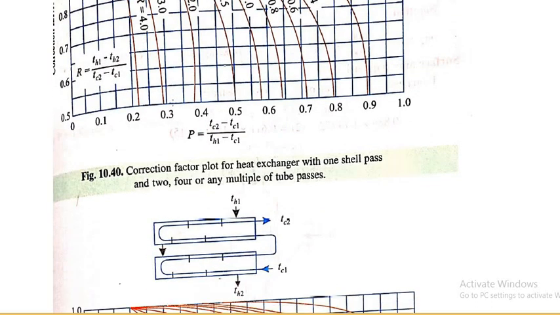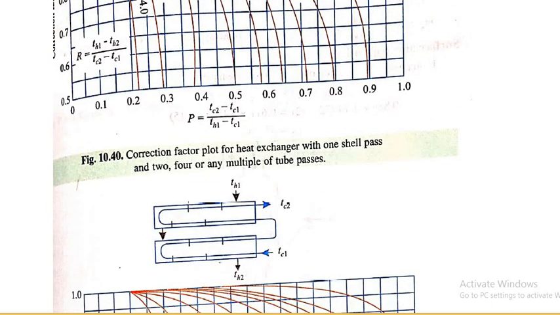Now the second chart is for a 2 shell and 4 pass heat exchanger. There are 2 compartments, so these are the 2 shells. The hot fluid flows through this compartment and also enters the other compartment, flowing in this direction. The cold fluid flows through the tubes. There are 2 passes of tubes in one shell and another 2 passes of tubes in the other shell. So there are 2 shells.